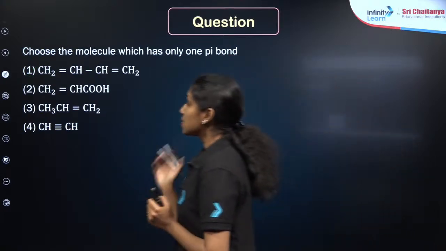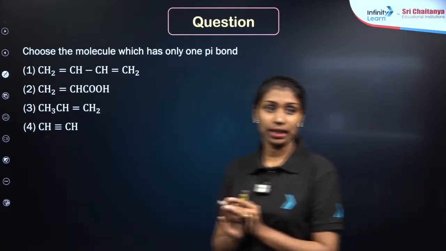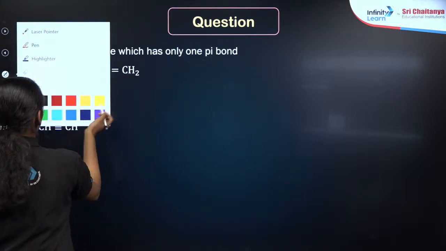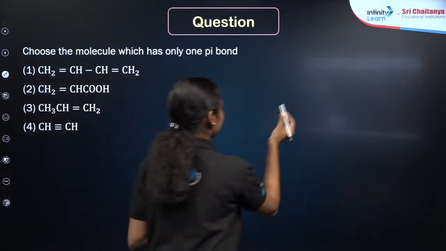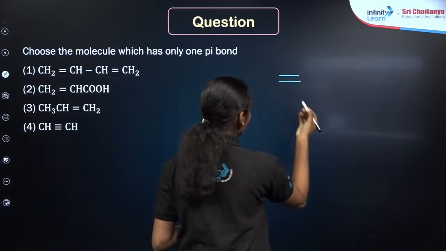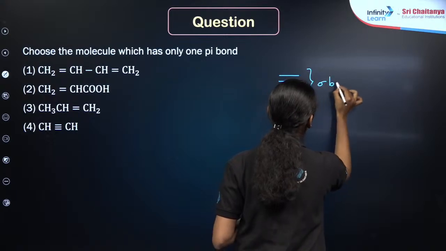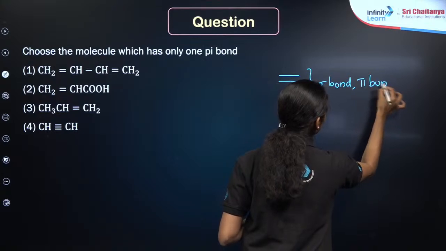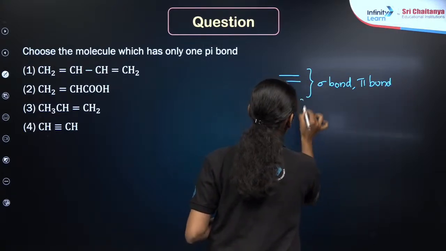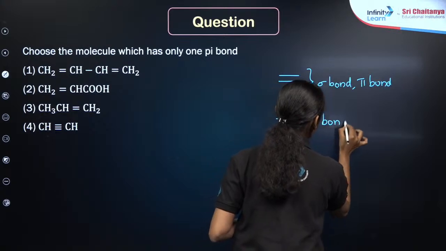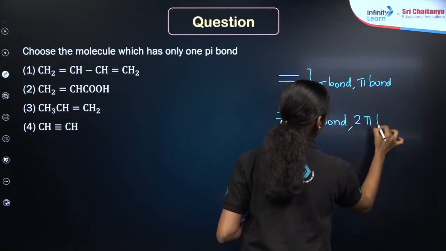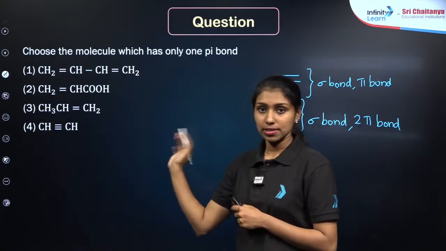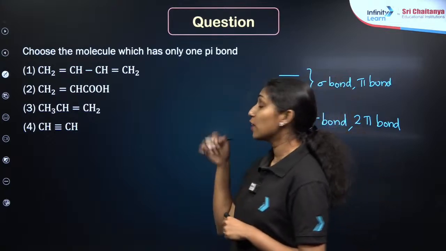Now, here is the next question. Choose the molecule which has only one pi bond. We have an idea that whenever we are having a double bond, one will be a sigma bond and the other one will be a pi bond, right? Then if we are having a triple bond, which means 3 bonds are there, one is representing the sigma bond, then the other 2 are pi bonds, right? These are the basics. Then the molecules are given here along with their bond structure. You just identify which molecule has only one pi bond.